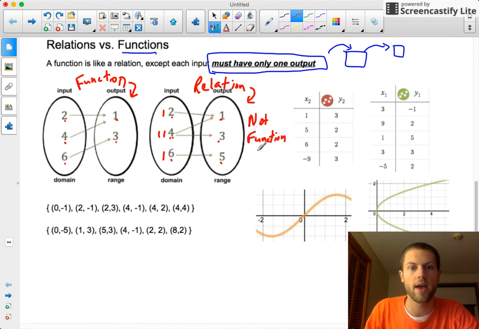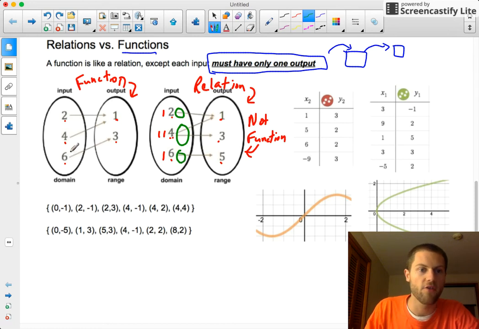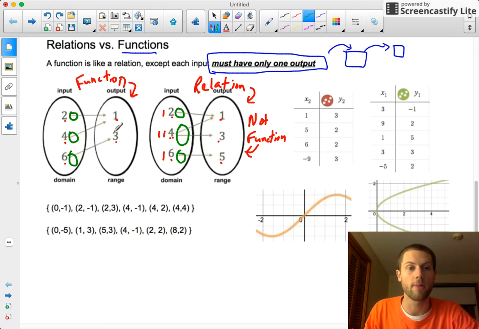When you're looking at these mappings, really what you're looking for is the number of arrows coming off of your inputs. If you have a function, you'll notice every input has only one arrow coming off of it. That means that it would have one output. That's a quick way to check for that here.